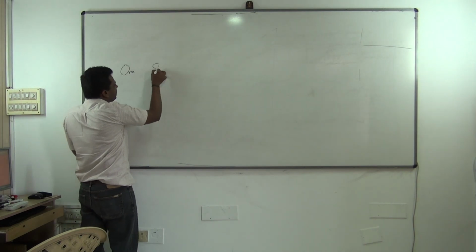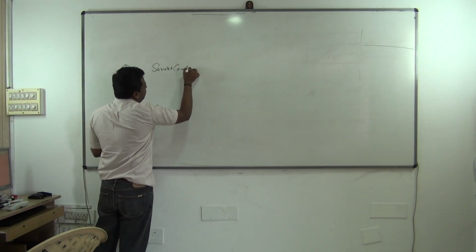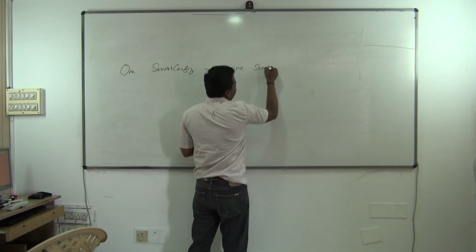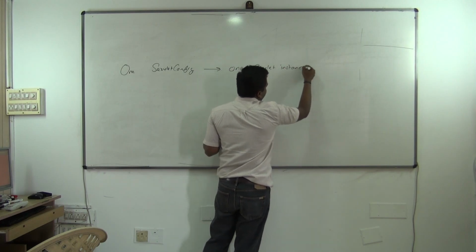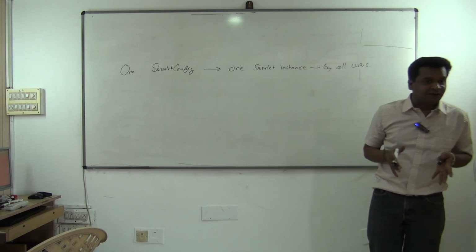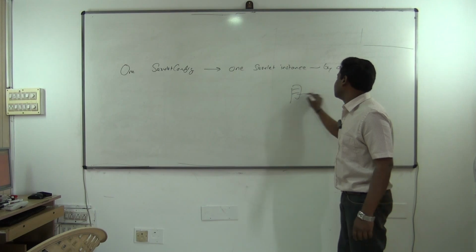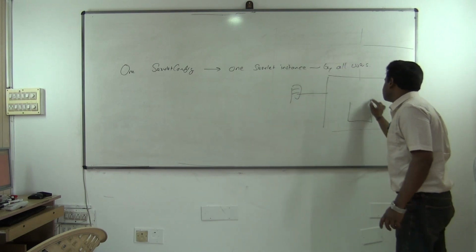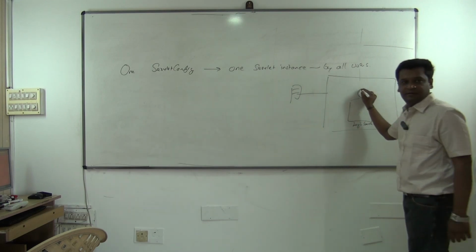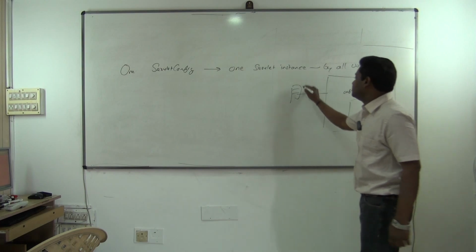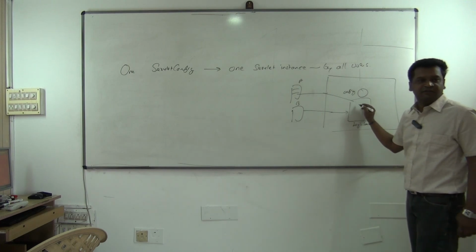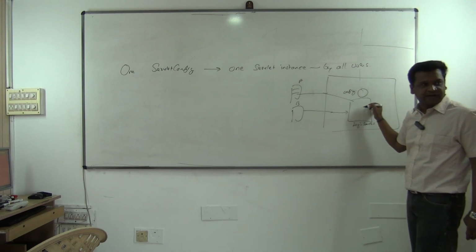Clearly understand this, very important from the interview point of view. One servlet config can be used by one servlet instance, but by all users. The value stored in the config object. See, understand now. This is one user, this is your servlet instance, let us say login servlet. If the login servlet has a config object, this is A user, this is B user. All of them can access the value stored in the config object.